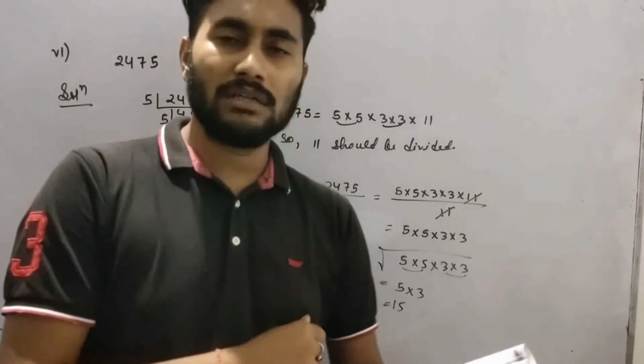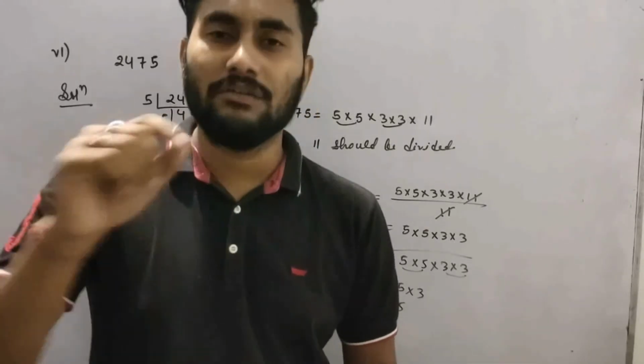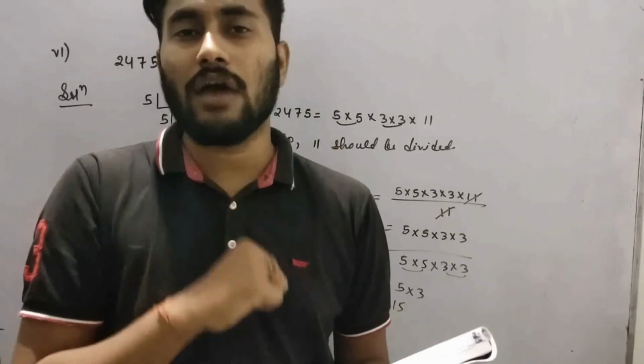Okay, question number 7: find the smallest number by which this number must be divided. Same like question number 5.